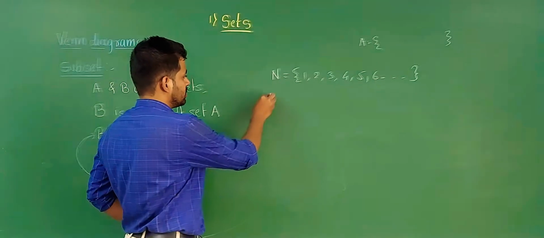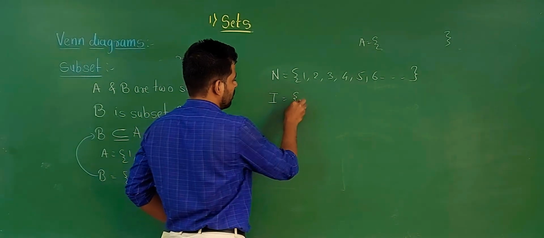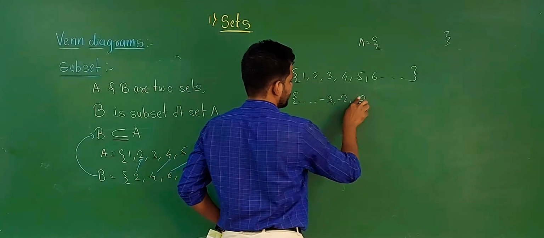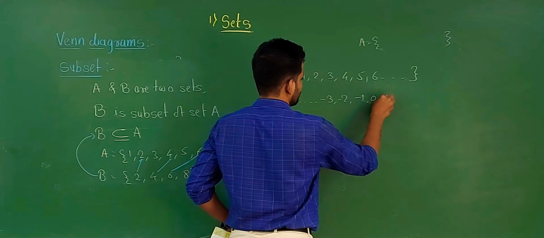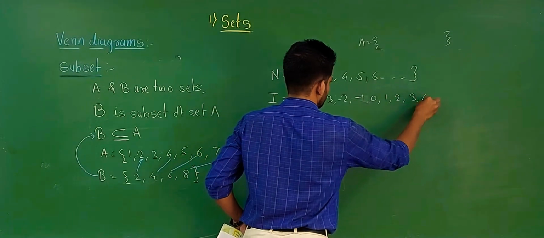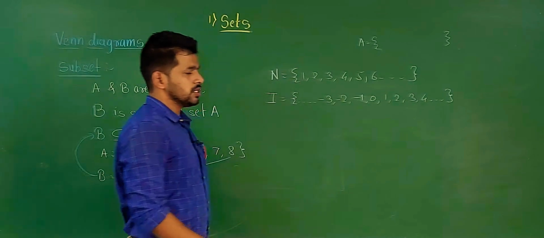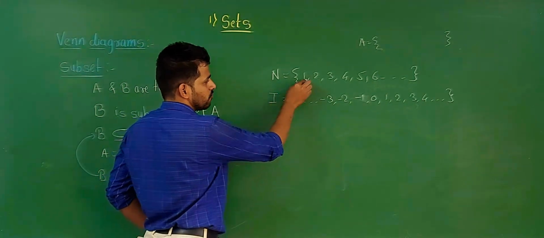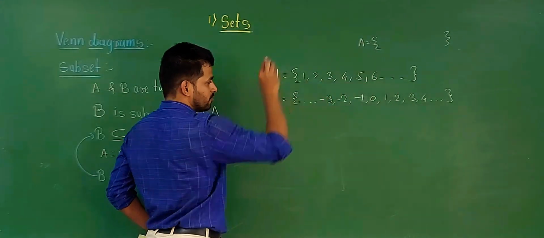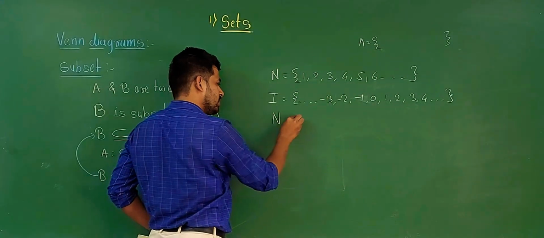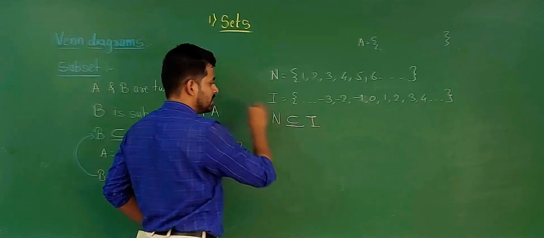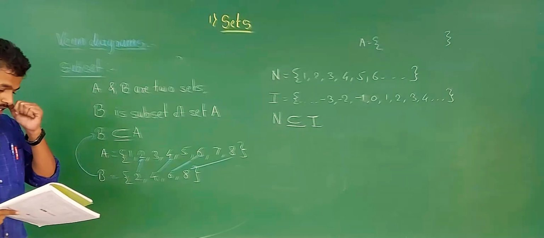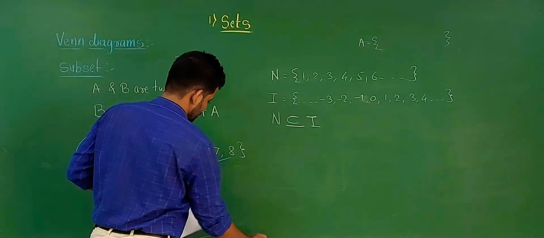I is a set of integers. Integers means on the left side of 0 there are negative integers, on the right side there are positive integers. Correct? So every element of set N is present in I. See, 1 here, 2 3 4 5 6 up to infinite. That's why natural number is a subset of integer. Natural number is a subset of integer.